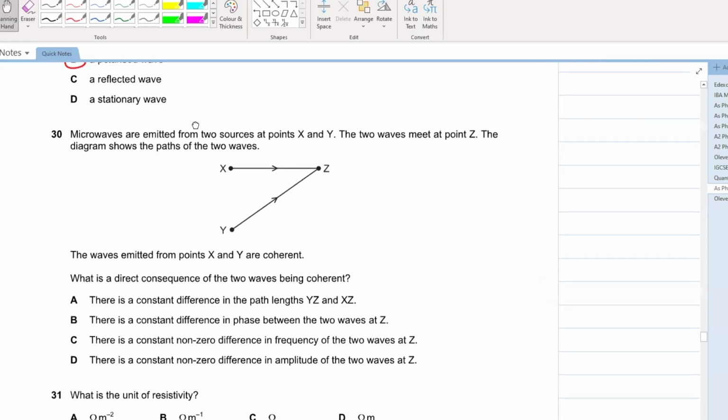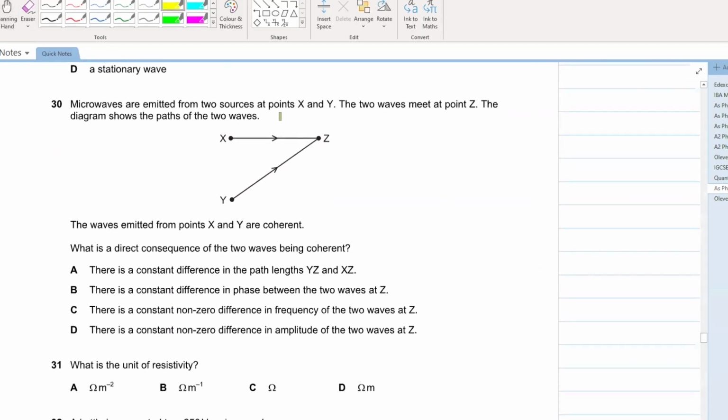Let's further move ahead. Microwaves are emitted from two sources at points x and y. Two waves meet at point z. The diagram shows the path of the two waves. The waves emitted from x and y are coherent. So basically, just revise the question. What is happening? Two waves are being emitted at x and y. They meet at point z.